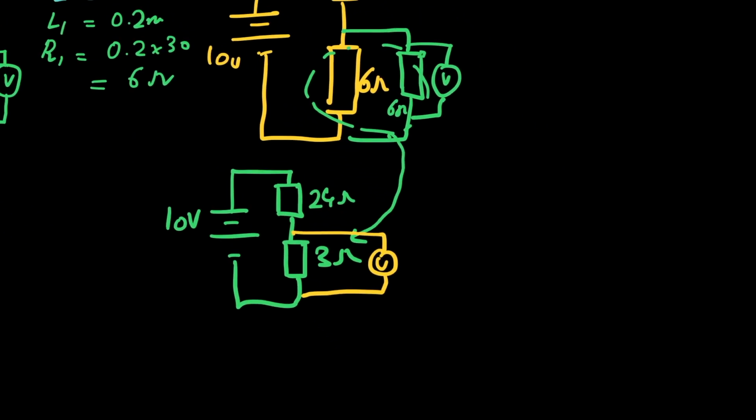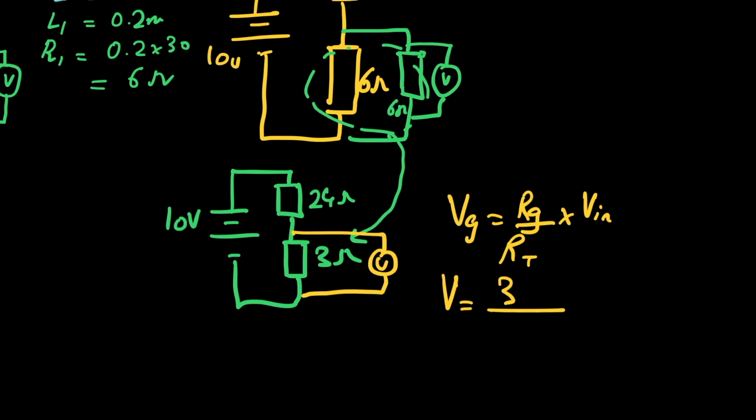So the general formula was, I'll write it down again, V given equals R given divided by R total into V input. Let's put the values in. So V given is V, जो निकालना है. V given के सामने R given is 3, divided by the total, which is 27, which is 24 plus 3, into 10. Whatever answer you get is going to be your final answer. I hope that this concept is clear to you.